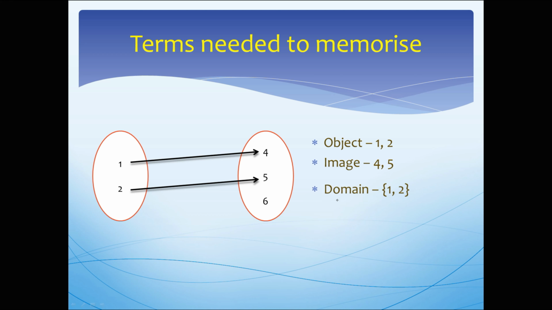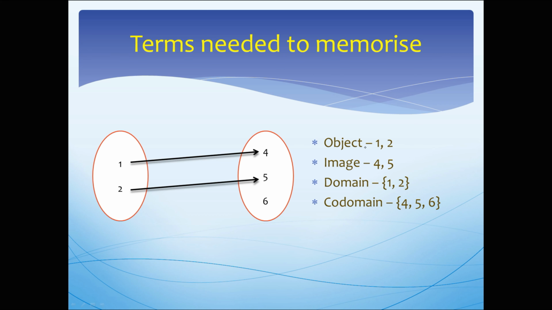The next term would be domain. Domain is everything on this set, whether it's connected or not. Codomain would be everything that's on this side, whether it's connected or not. As you can see, it's going to be a 4, 5, and 6, whereas your image is just 4 and a 5.